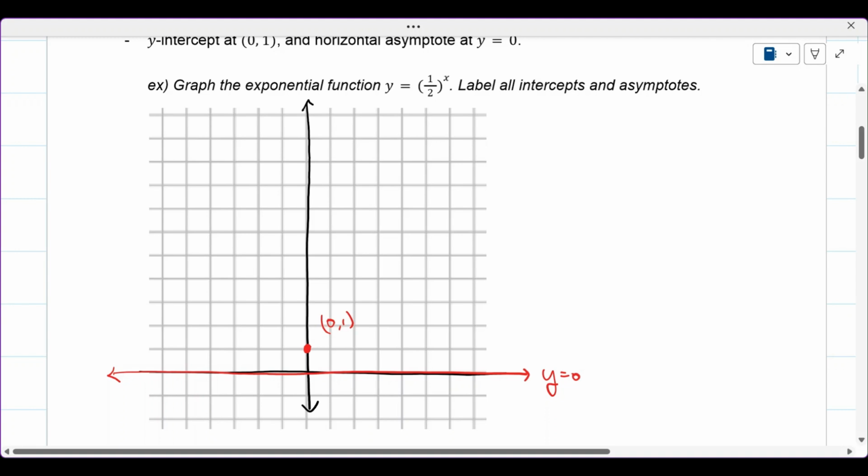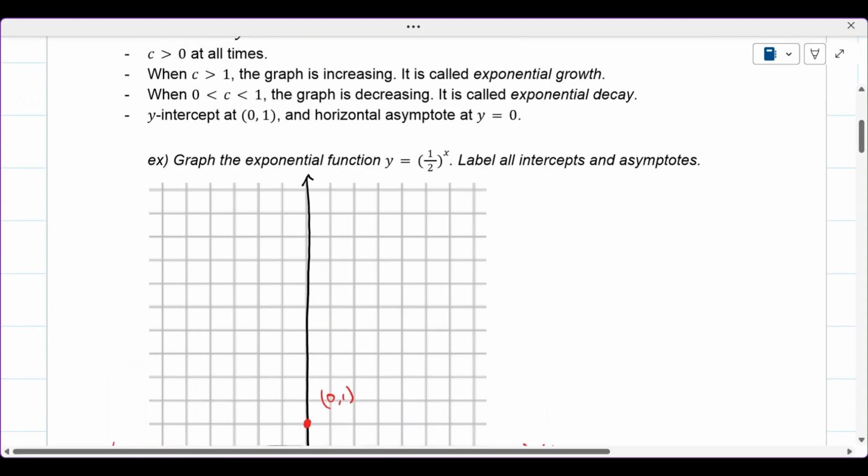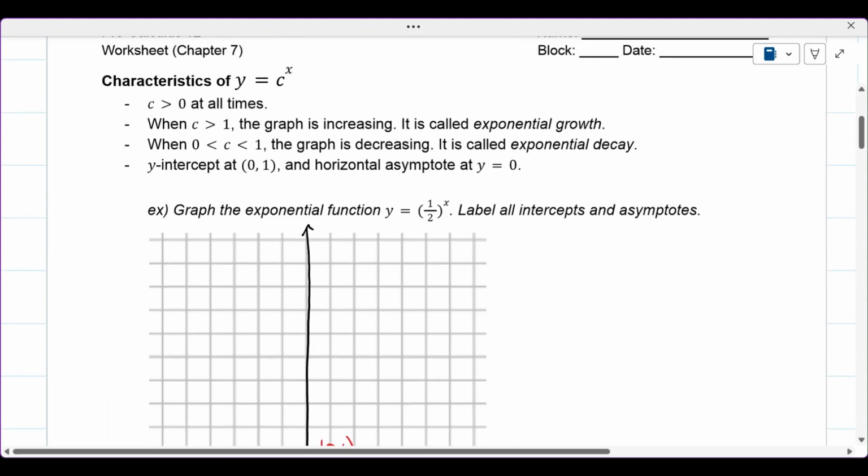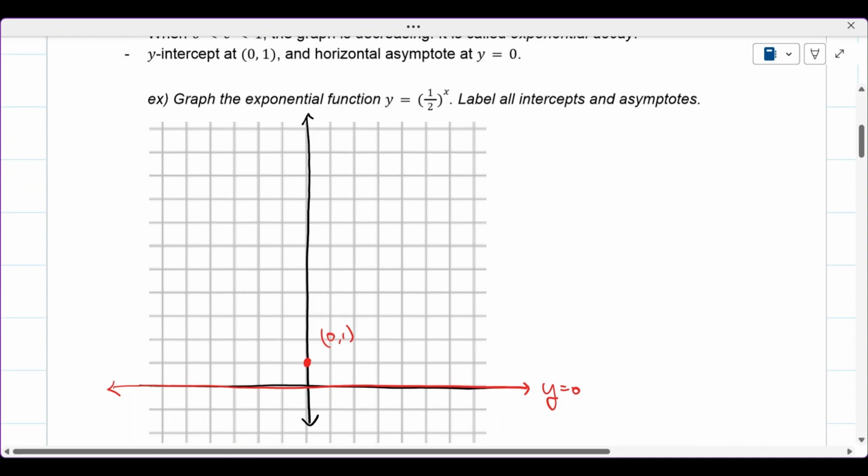Now let's try to find some other points of this graph. I'm going to use a table of values. Well, first of all, I know that because my c value is less than 1 and greater than 0, my graph is decreasing. So it is called exponential decay. So I know that my overall graph will go downwards. But let's make a table of values. So first of all, let's start with, let's say, negative 2, for example.